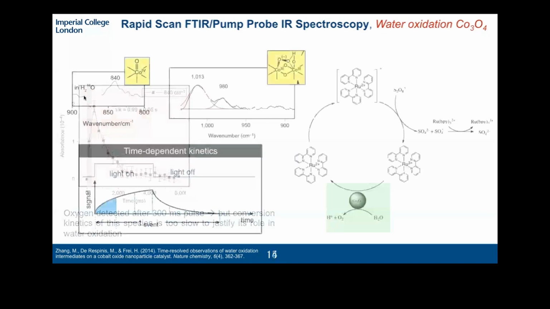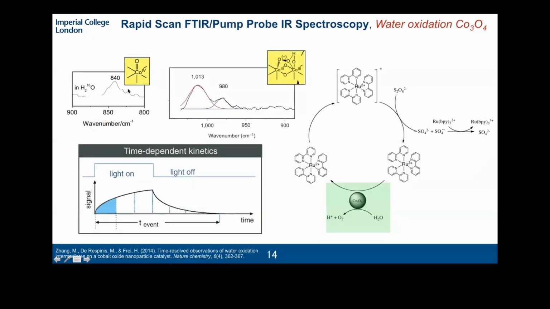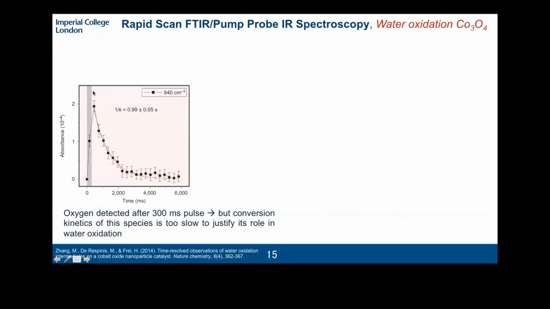So looking first at the time-dependent behavior of these oxo species, we see that you have a pulse of 300 microseconds where the light is on, and using mass spec, these authors can see that they already have the evolution of oxygen within this 300 millisecond time frame. And then as soon as you turn the light off, there's this really slow decay of this species.